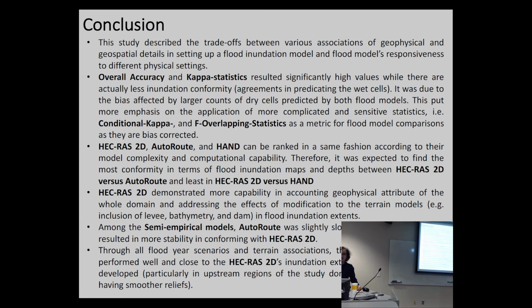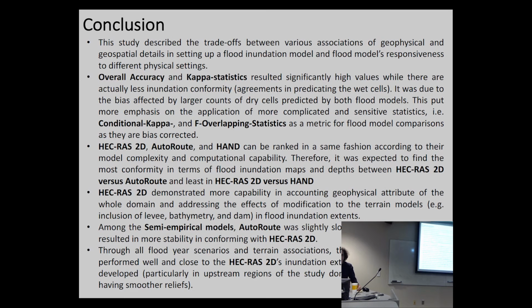HEC-RAS 2D demonstrated more capability in accounting for physical attributes of the whole domain and addressing the effects of modification to terrain models. If you have an urban zone where you are dealing with dams, levees, or some structures that are an obstruction to flow movement, and you have a lower scale domain, you'd better use high or advanced flooding models, and incorporate those simple models for large scale. HEC-RAS is capable of simulating it, but the modeler will have a nightmare setting up the model, to be more specific.